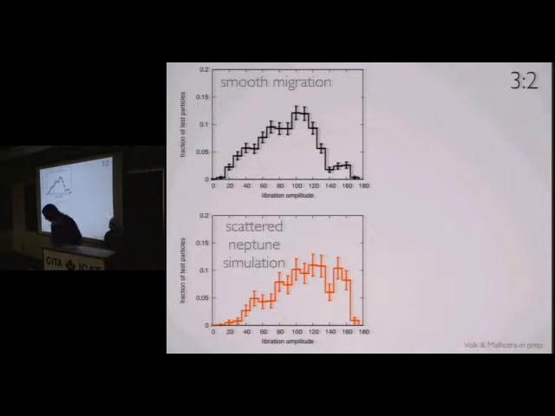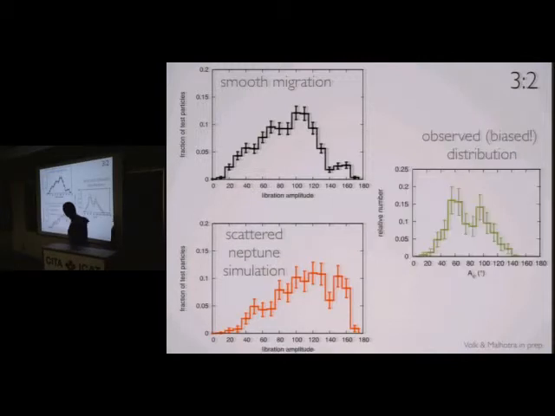And those look marginally different. You can get different distributions there. This is our observed biased distribution just for reference. It doesn't look like either case, and it's biased, so we don't have an answer as to what the libration distribution actually looks like yet.